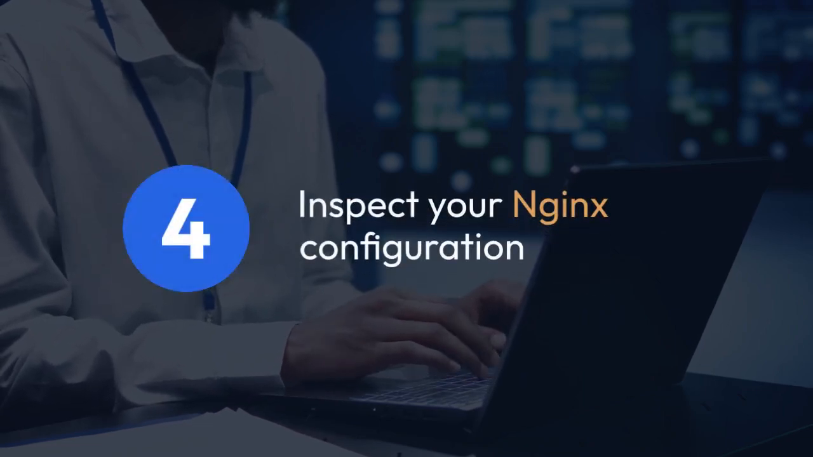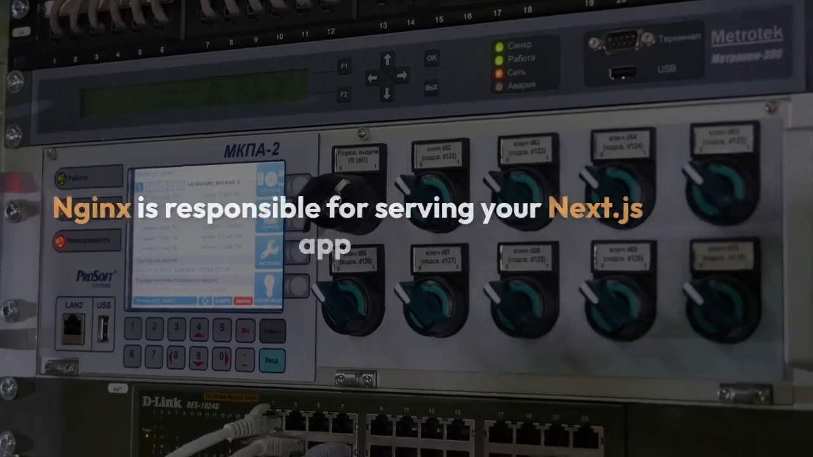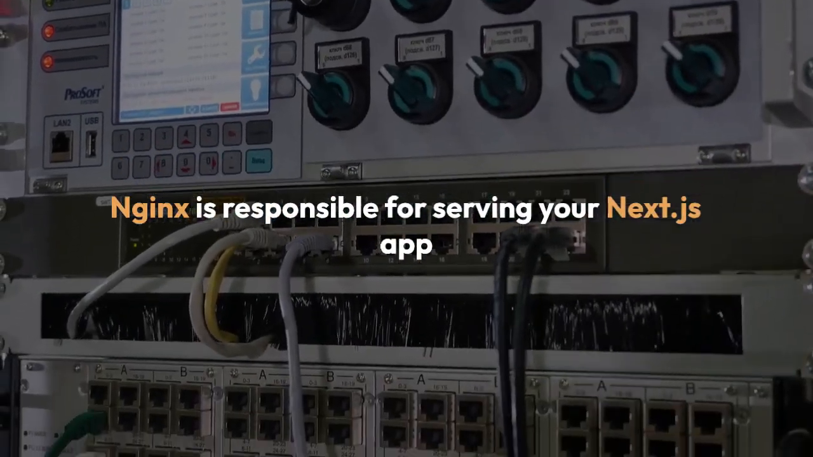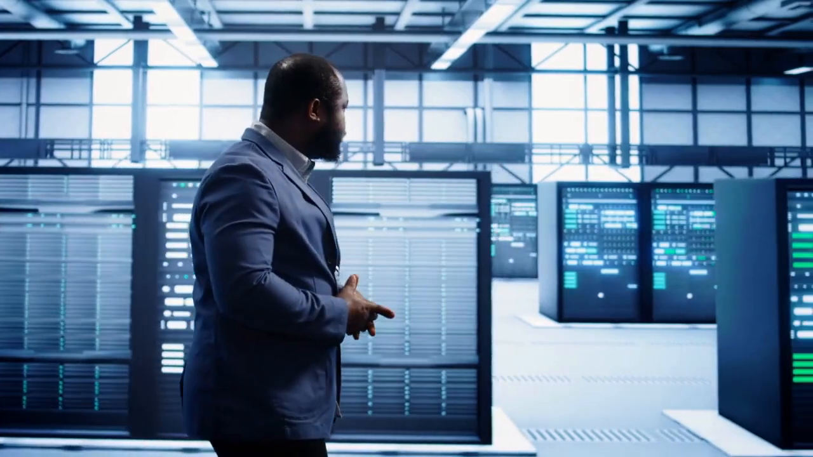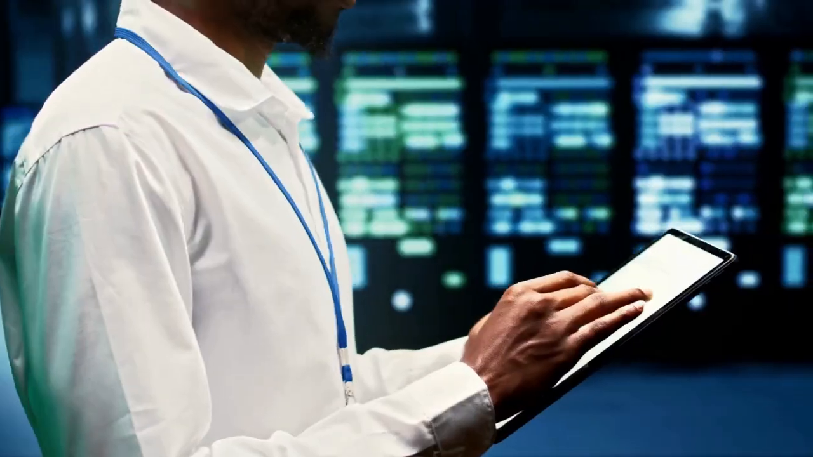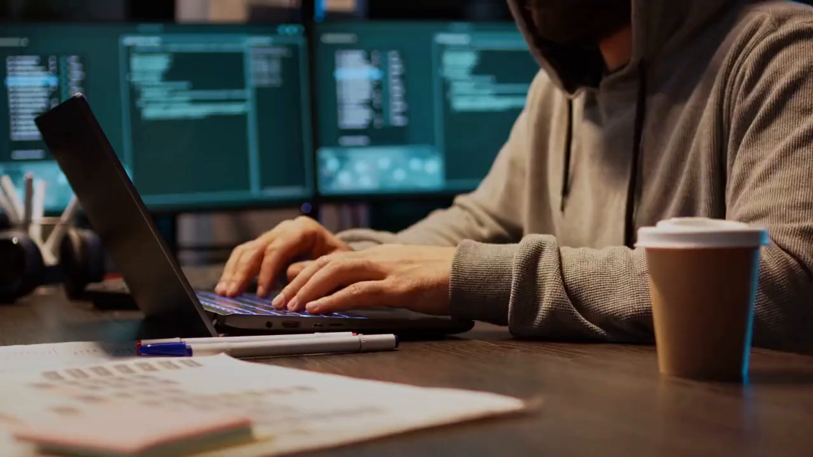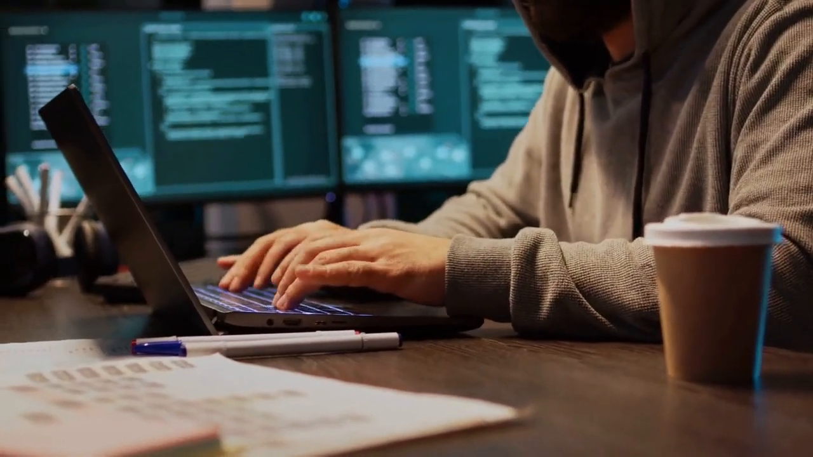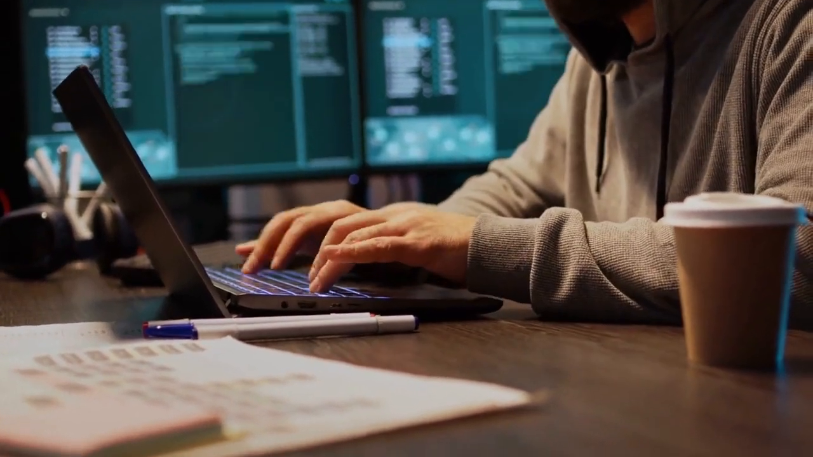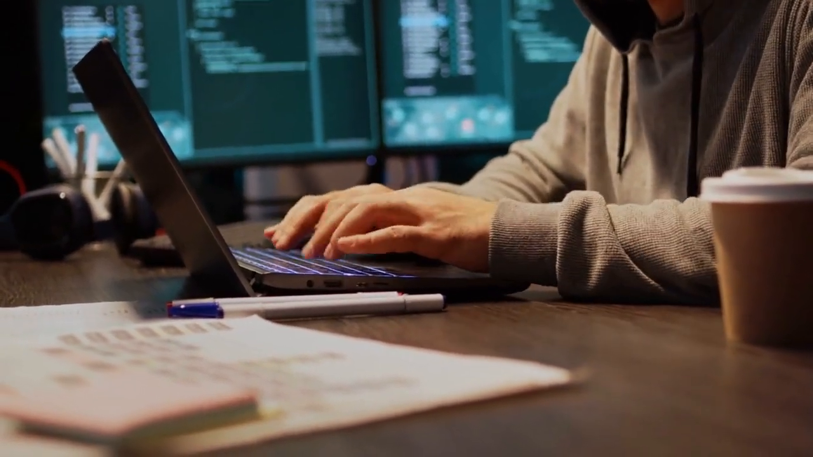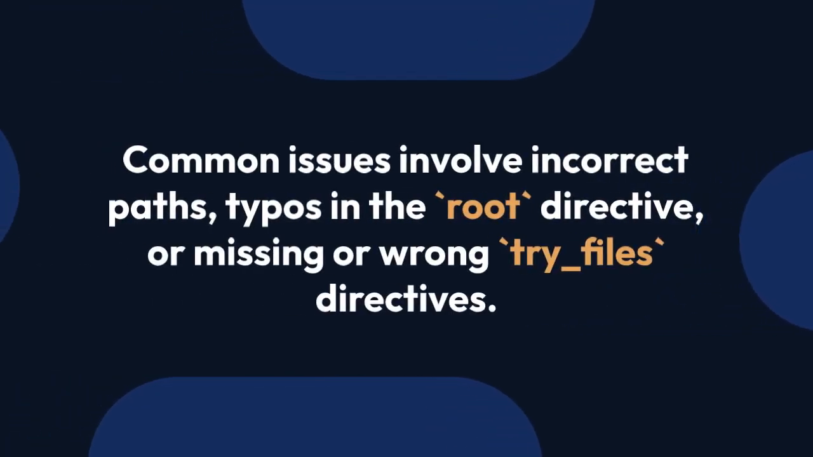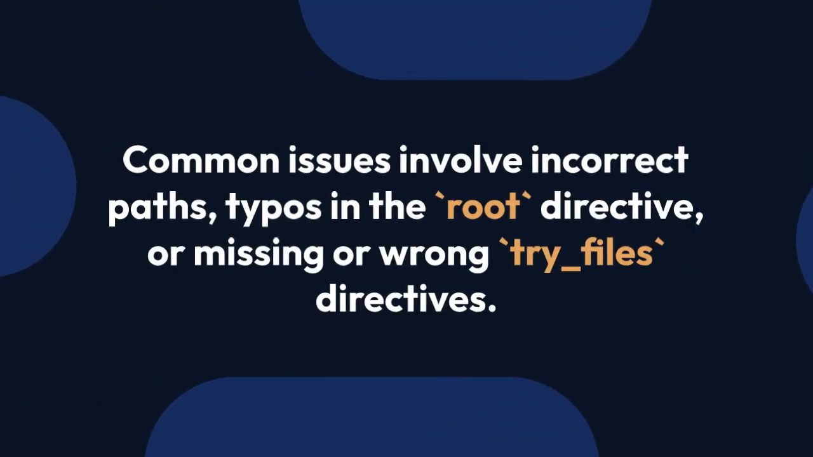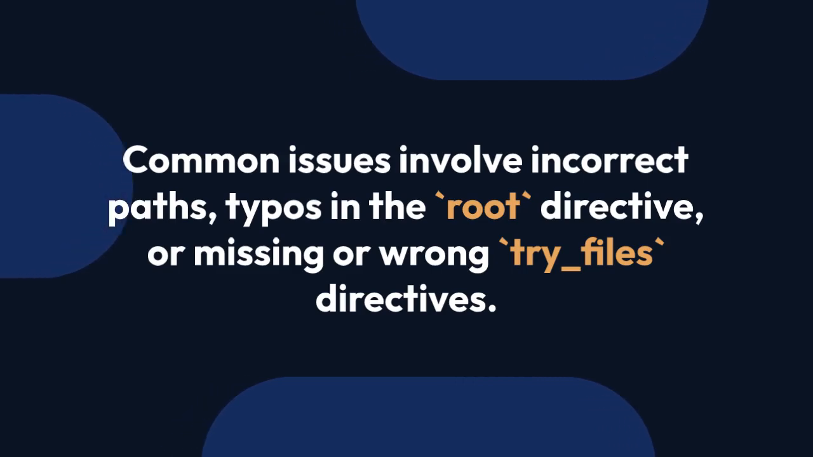4. Inspect your Nginx configuration. Nginx is responsible for serving your Next.js app. Incorrectly configured Nginx can also cause 404 errors. Specifically, look at your server block. Make sure your location block correctly points to your Next.js application's output directory, usually "out". Common issues here involve incorrect paths, typos in the root directive, or missing or wrong try_files directives.